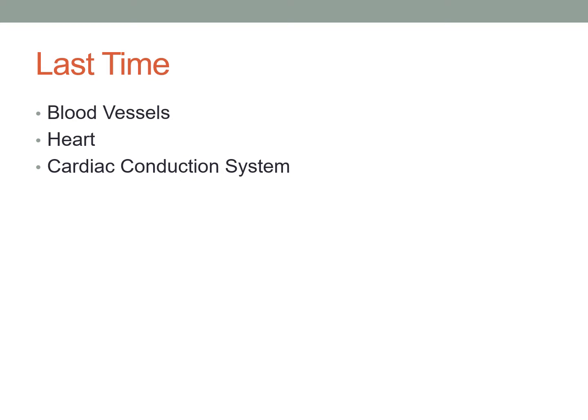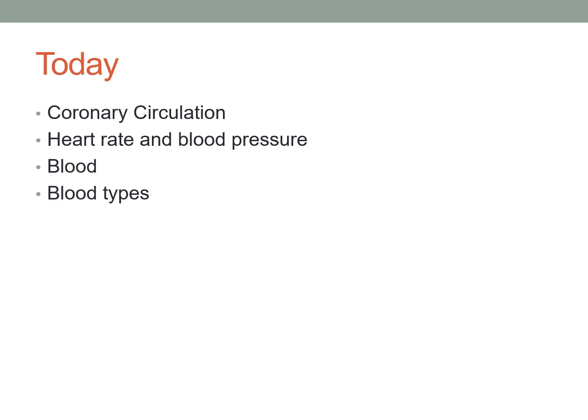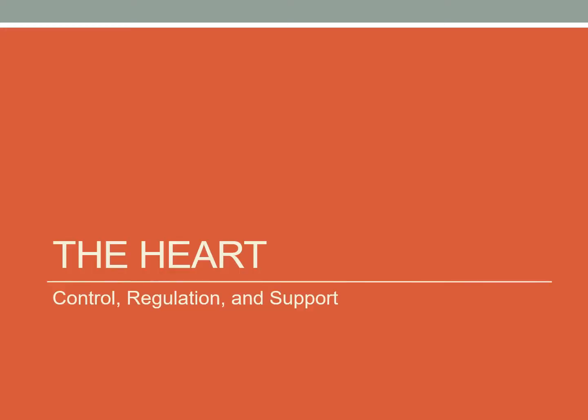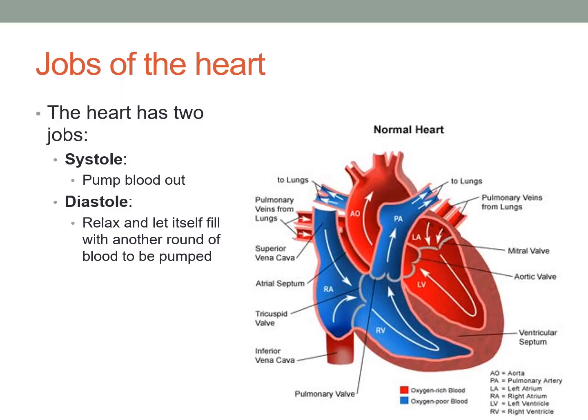Then we talked about all the different chambers of the heart and the path of the blood flow through the heart, and the cardiac conduction system, that electrical system that synchronizes the beating of the heart and makes sure everything is timed appropriately. So today we're going to talk about these four topics: coronary circulation, heart rate and blood pressure, blood, and blood types. So, a really quick review of last time so that we're not lost at all.